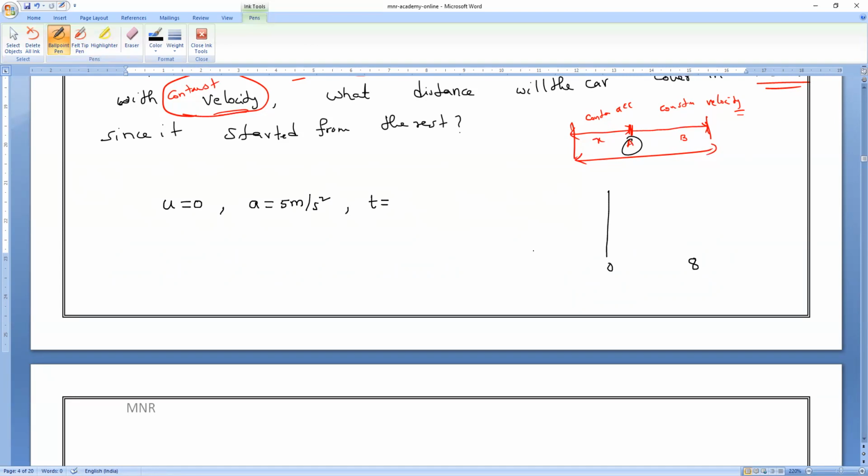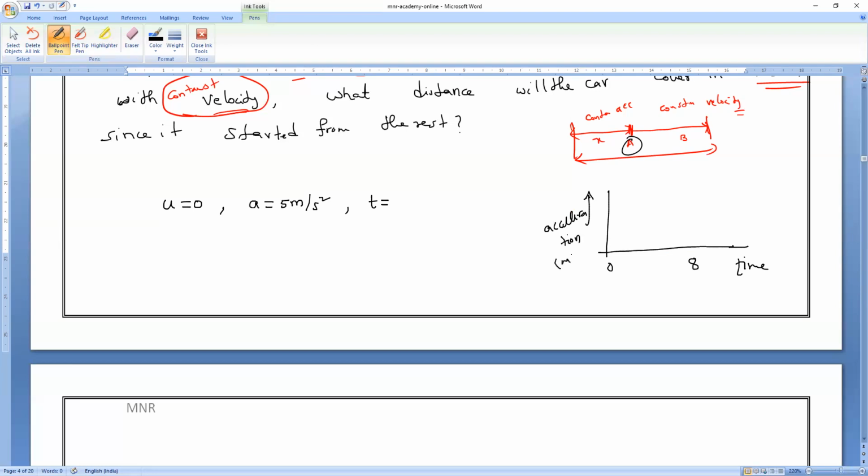Now, can anybody tell me what constant acceleration means? I am drawing the graph now. Acceleration versus time. You should tell me. Be very careful. This is acceleration, not velocity. Okay, Lingesh?